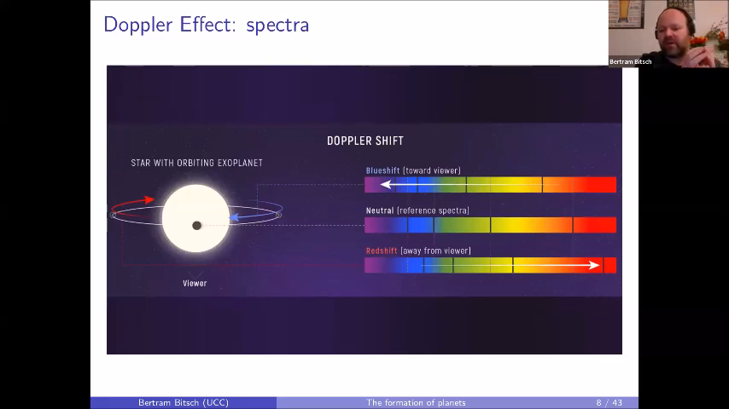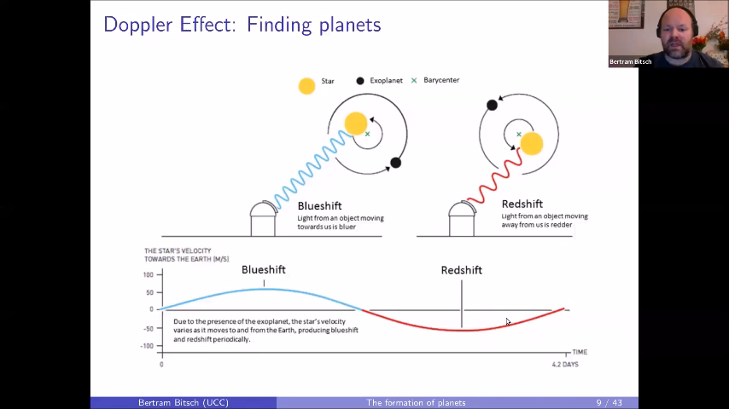On the other hand, if the star is moving away from us, we will have the red shift. So all these transition lines that we have will be shifted to the redder part of the spectrum, as you see illustrated in this cartoon. And we can use this now to observe exoplanets. So again, as I said, we have a system here, in this case a star and an exoplanet, and they will both orbit around a common center of mass.